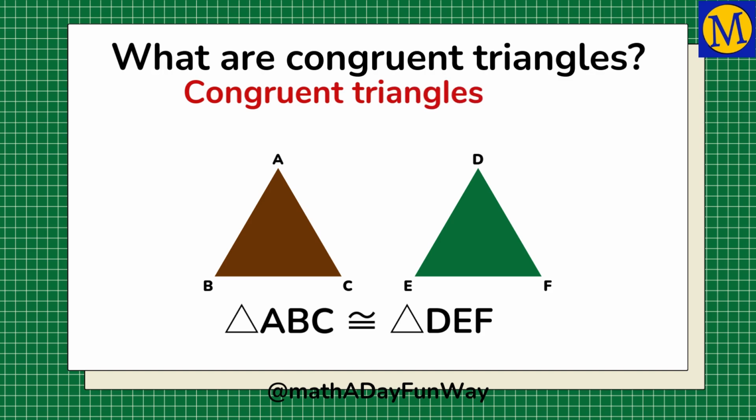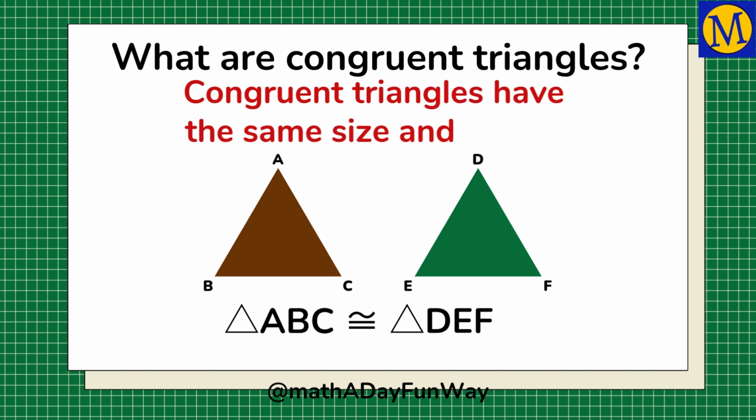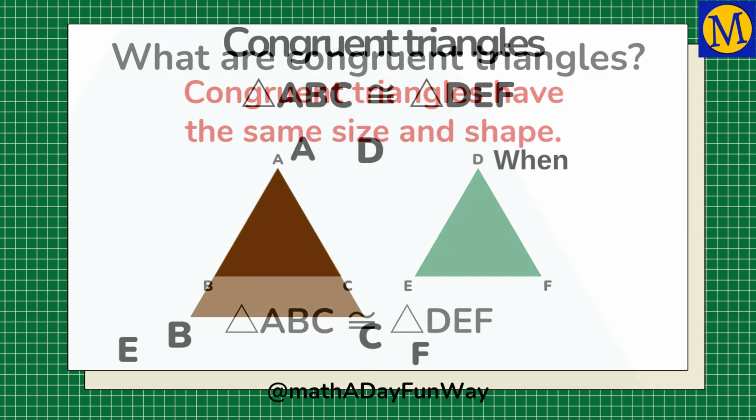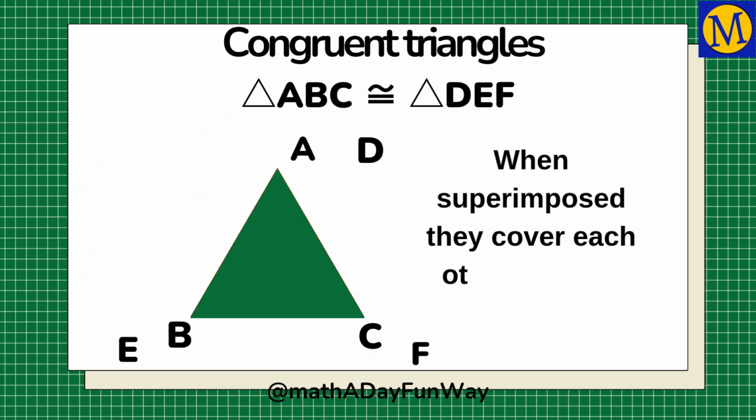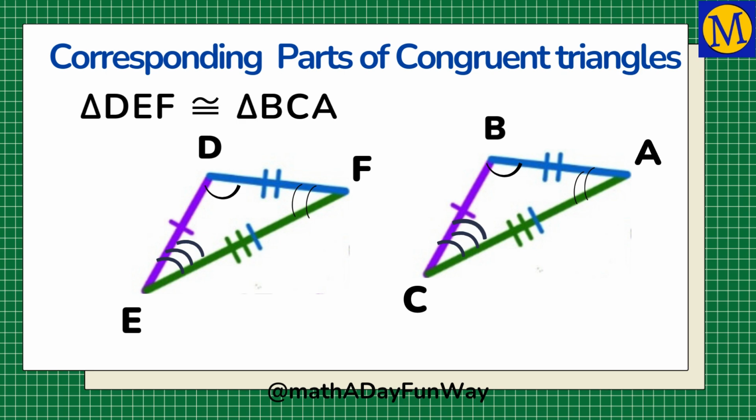Congruent triangles have the same shape and size. When superimposed, they cover each other exactly. Corresponding parts of congruent triangles are equal. Correctly naming the congruent triangles is very important for showing accurate matching of corresponding parts.